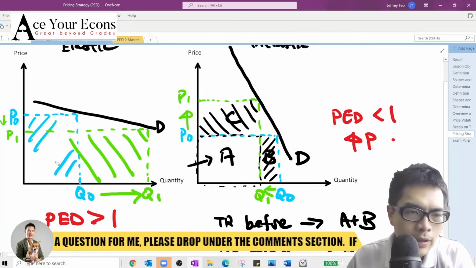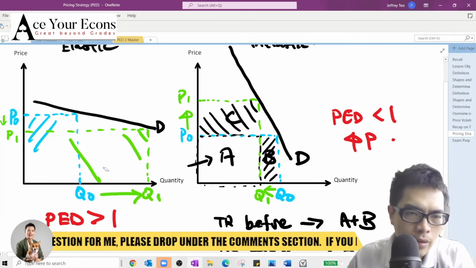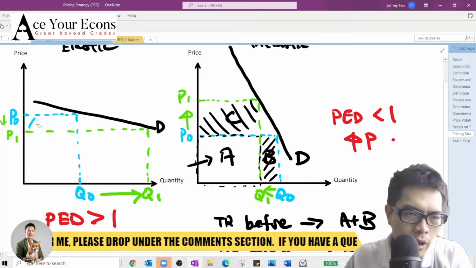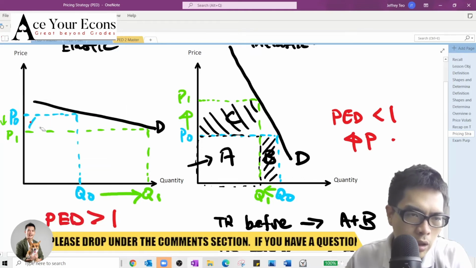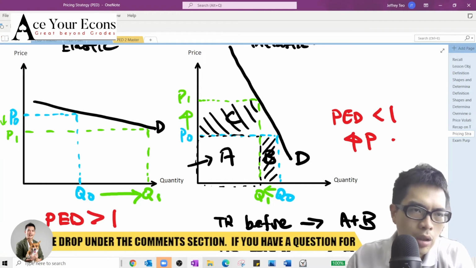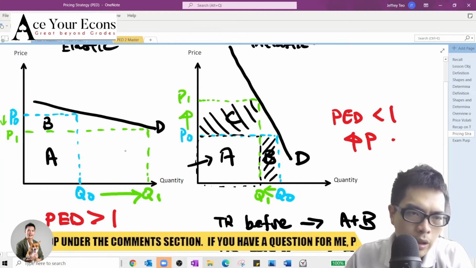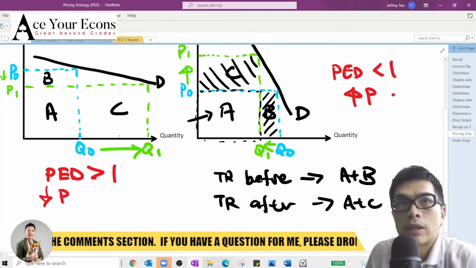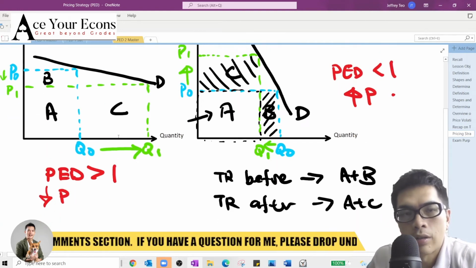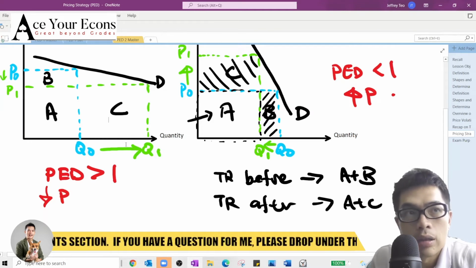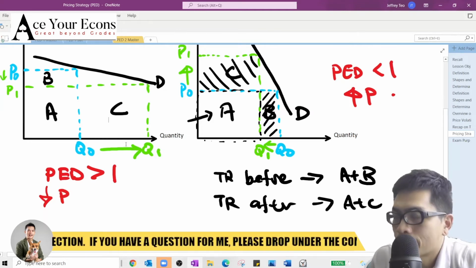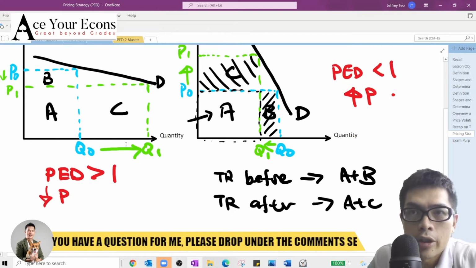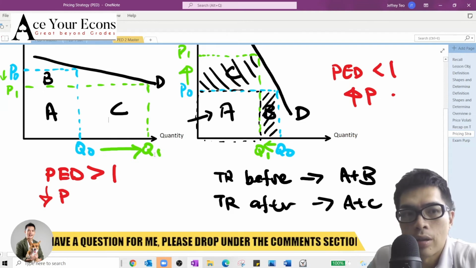Let's use ABC again. Especially if you find it confusing, please follow me. So A, B, C. Can you all tell me the initial total revenue? What is the sum of rectangles? Initial, quickly. All of you type. Which are the rectangles that are captured? Initial.